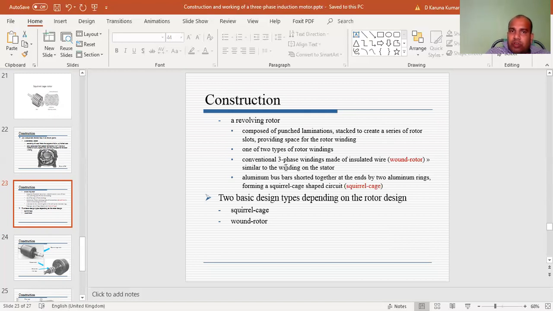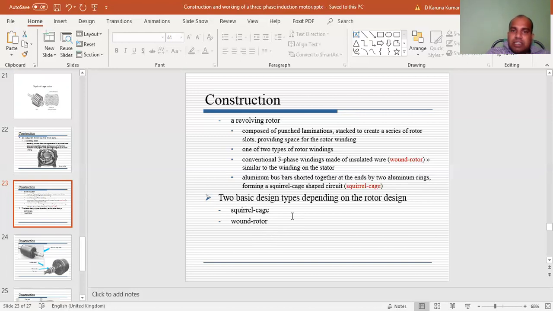for the rotor winding. There are two types of rotor winding, called wound and squirrel cage. Wound means the conventional three-phase winding made of insulated wire, similar to the winding in the stator. The squirrel cage induction motor has aluminum bus bars short circuited together. The ends are joined by two aluminum rings, forming the squirrel cage shape. That is called a squirrel cage.